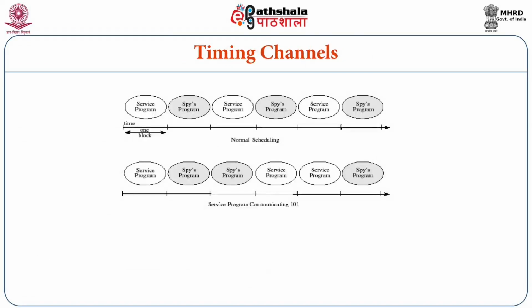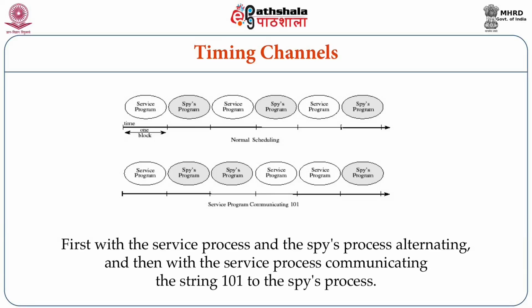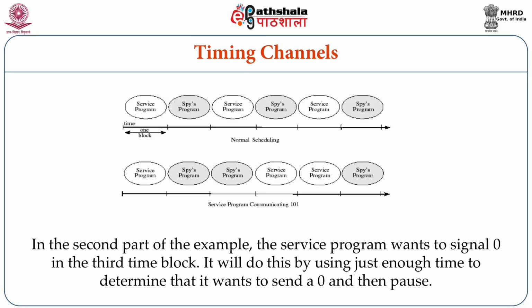So you can see how timing channels are allocated for the normal scheduling and for the service program communicating 1, 0, 1. 1 means the service program is occupying, then it is saying 0, it does not occupy, and then 1, it is occupying. First, the service process and spy process alternate, then the service process communicates the string 101 to the spy program. The second part of the example says the service program wants to signal 0 and the third time block is allocated to the spy program.